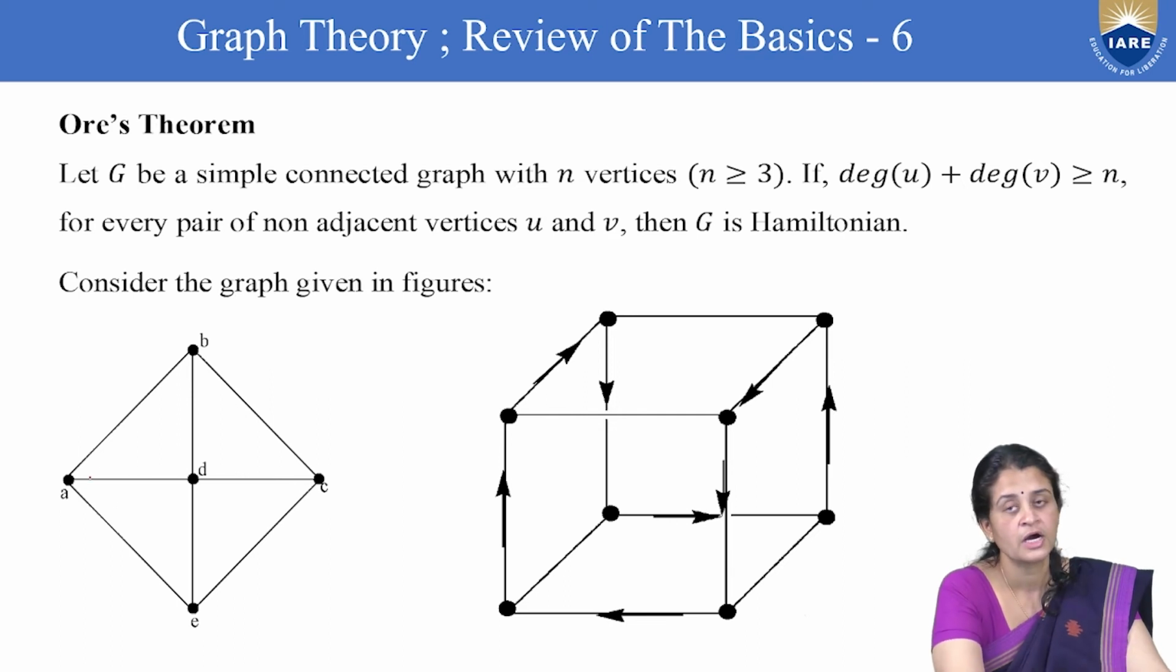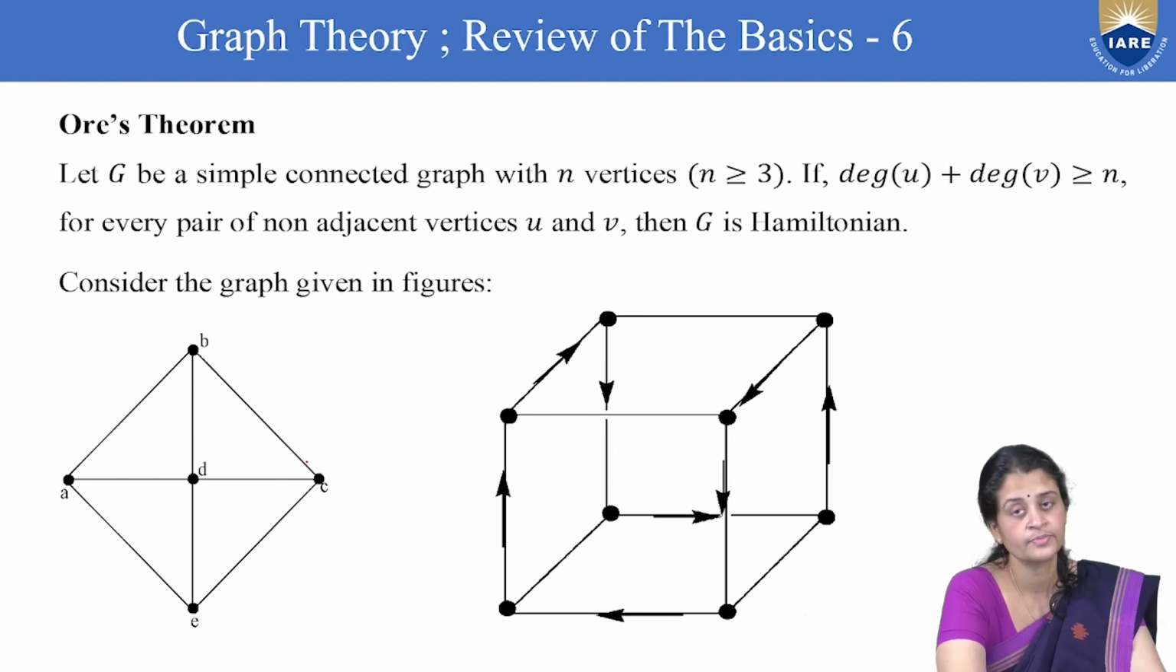Here, how many vertices are in this figure? 5. And consider any non-adjacent vertices. Suppose I am taking A and C. The degree of A plus degree of C is 3 plus 3, which is 6, greater than 5. The graph is Hamiltonian. Okay, no problem.